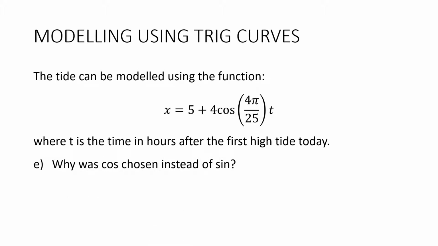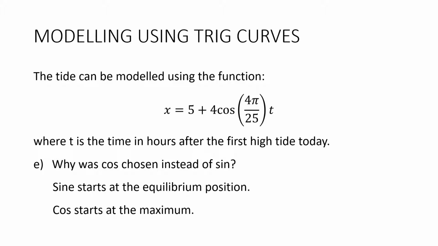Now, it says here, why was cos chosen instead of sine? Well, that's an interesting question, isn't it? Remember the difference between cos and sine? So sine starts at the equilibrium position and cos starts at a maximum. Remember how it says that the time t is going to be the time after the first high tide? Let's just draw the graph here and make sure you understand. So here's sine starting at the equilibrium position, and cos starts up here. So that's why they chose cos.